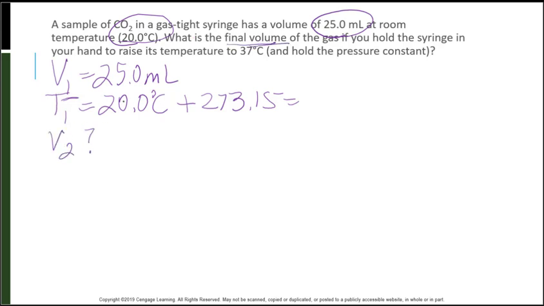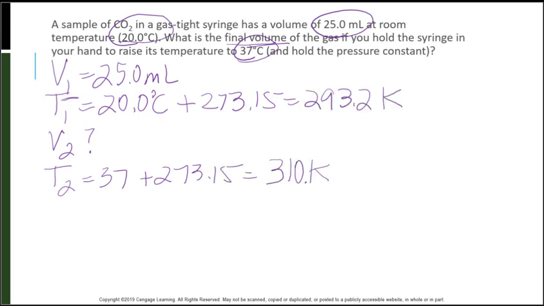We don't know. If the gas in the syringe is raised to a temperature of 37 degrees Celsius, so my T2, 37 degrees Celsius plus 273.15. Let's get those temperatures converted first. All right, and you should have gotten 293.2 Kelvin. Make sure that there is a decimal point after that 0 showing that we are significant to the ones.